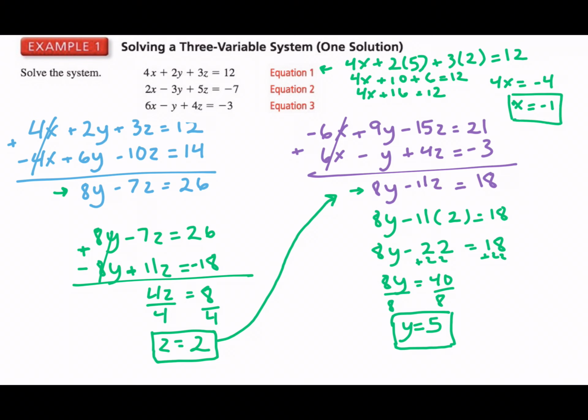The way we write our final answer is we write it as a coordinate pair, but in this case it's not a pair, it's a set of 3. So I'm going to put my answer right over here in the red box. So the x coordinate comes first, which is negative 1, comma the y coordinate, which is 5, comma the z, which is 2. My final answer is negative 1, 5, 2, all in parentheses.